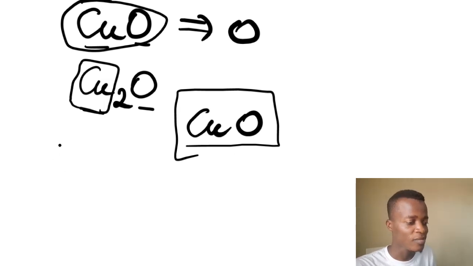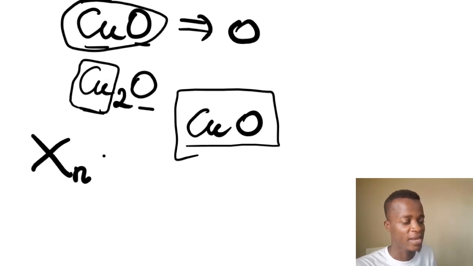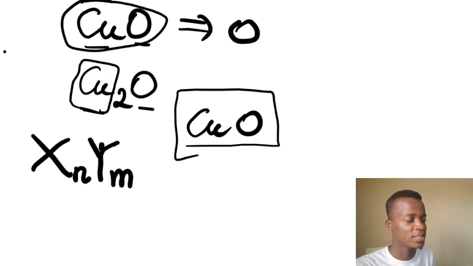So if I say bond A, so X, let's say N here, and let's say the non-metal, let me represent it by Y, M here. So what happened is that, oh, it's not the right order. So let me just do it.